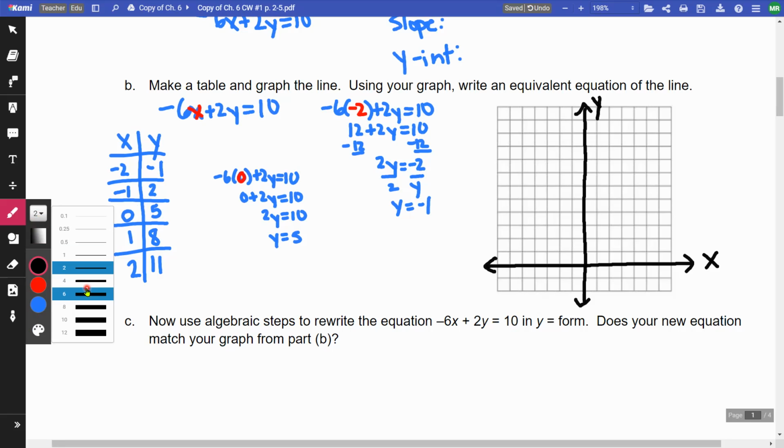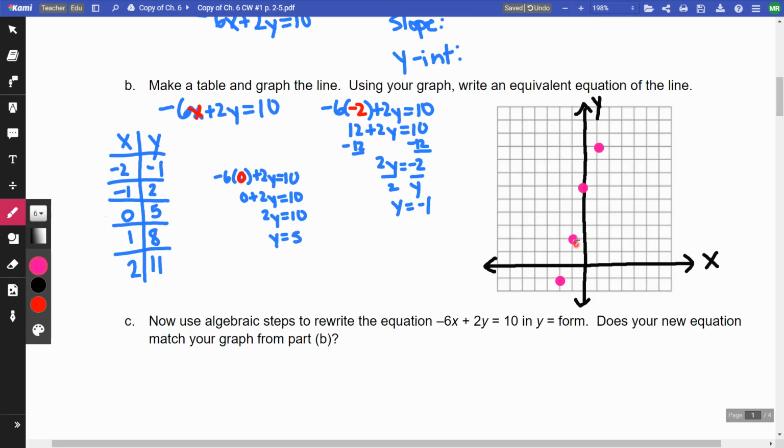So I'm going to graph this now. So -2, -1 is right here. -1, 2 is here. 0, 5 is here. 1, 8 is here.